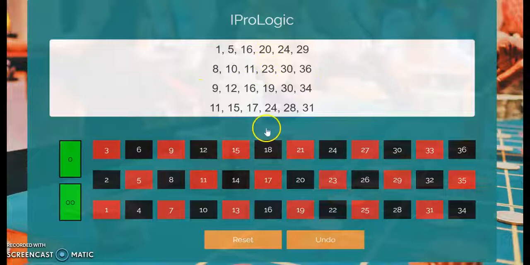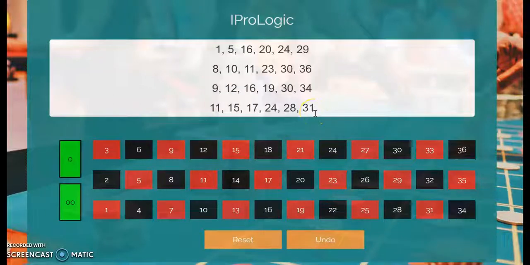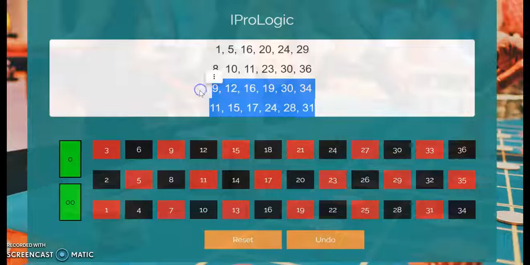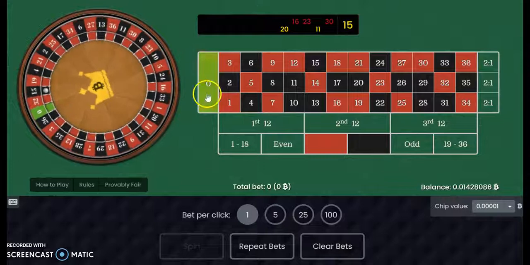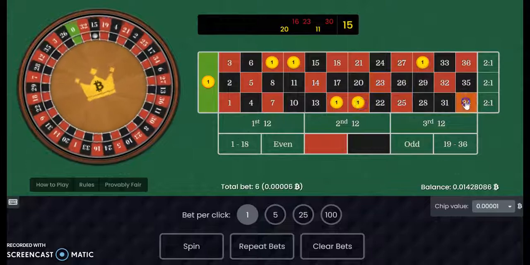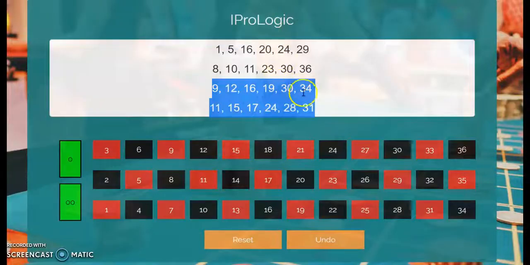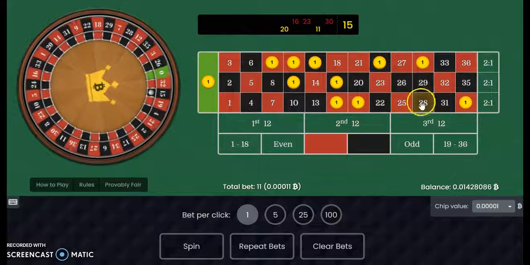Now, in this demonstration, considering the other videos that we've made, we went from the first 2 sequences, then we went to the second 2 when we had a hit. This one, we're going to go backwards to show you that it doesn't matter. It's still going to do its job. So we're going to start off with this sequence first. I'm going to clear this. Remember, we started with 281. I'm going to put 0, 9, 12, 16, 18, 30, and 34. Then you have 11, 15, 17, 24, 28, and 31.